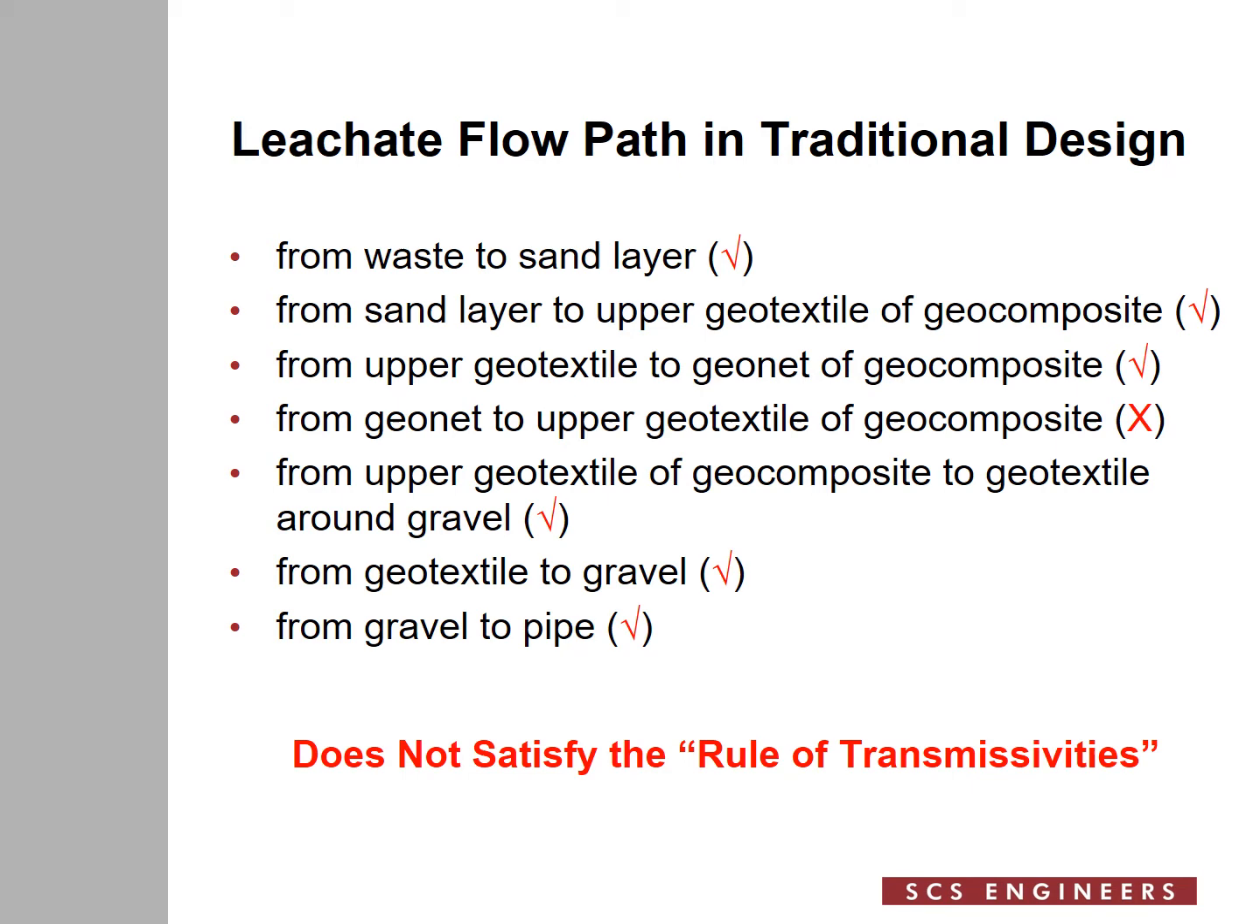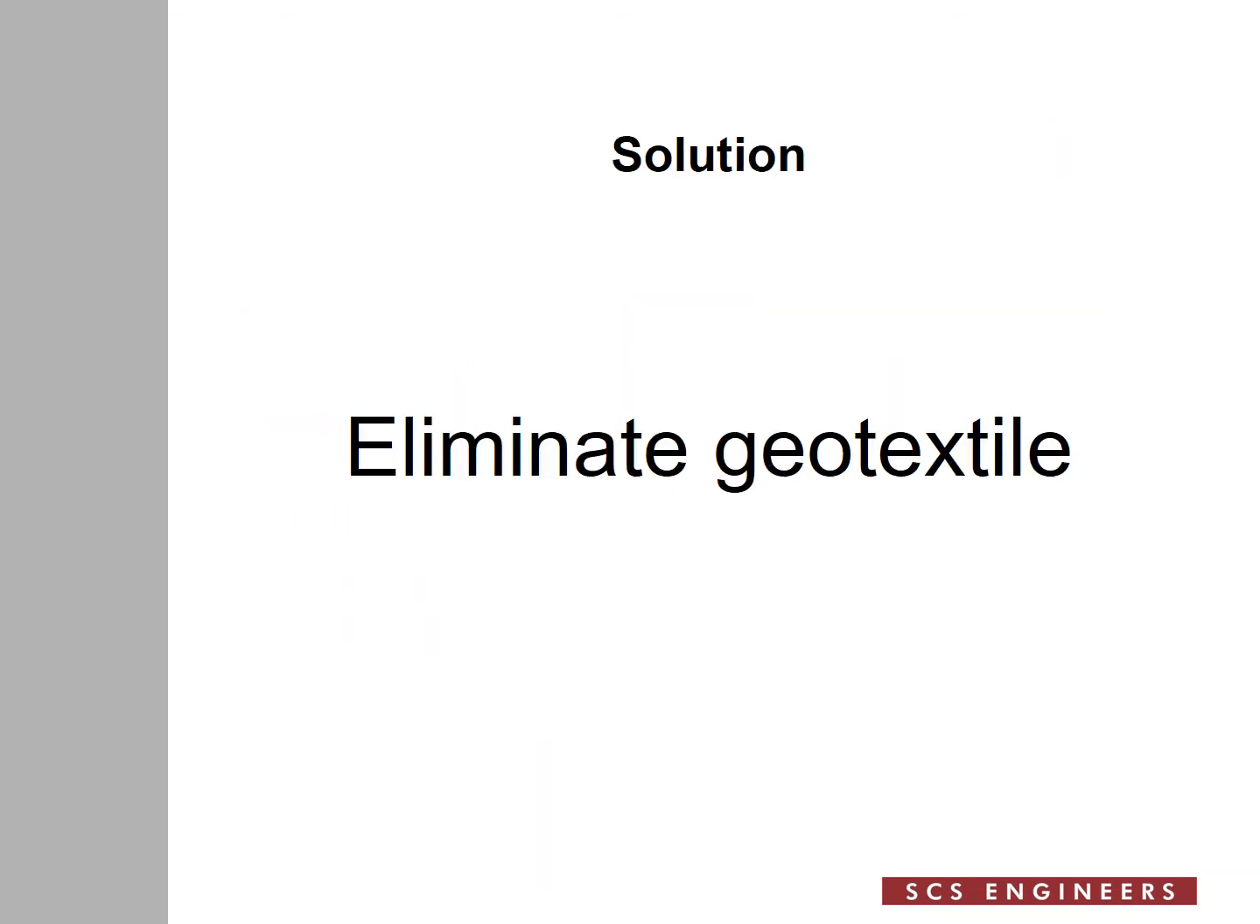So there's a potential of clogging at that interface from the geonet to geotextile of the geocomposite, which could potentially impede free flow of leachate from the leachate collection system into the pipe at some point. Solution. What is the solution to the problem with the traditional design? The solution is eliminate geotextile. I'll explain to you what I mean by eliminating geotextile.